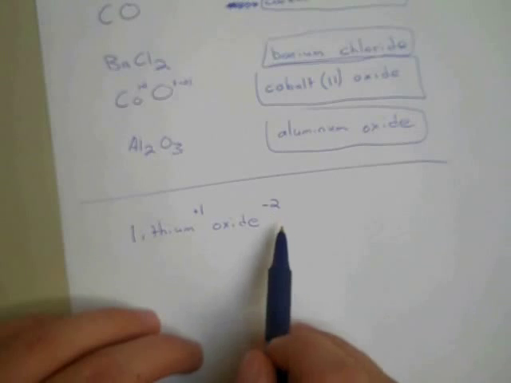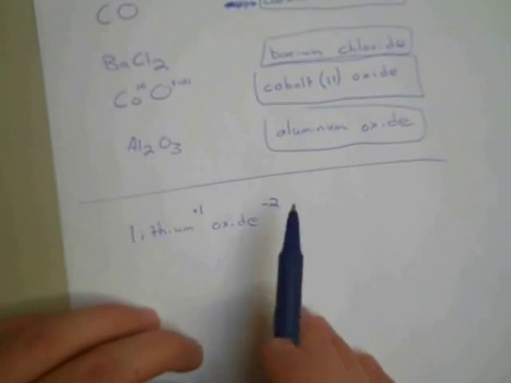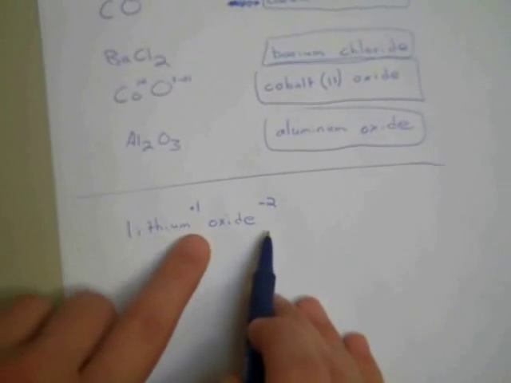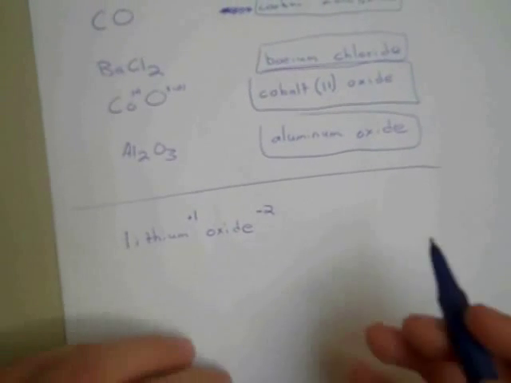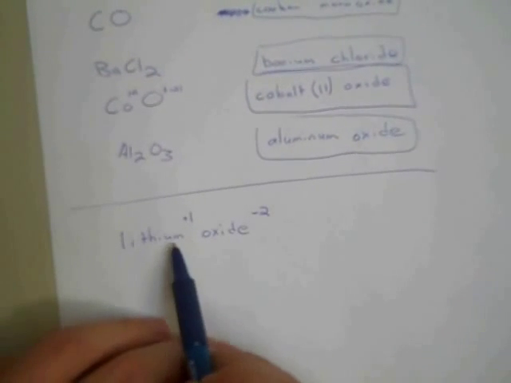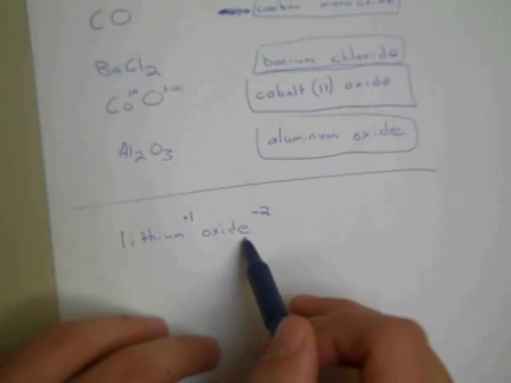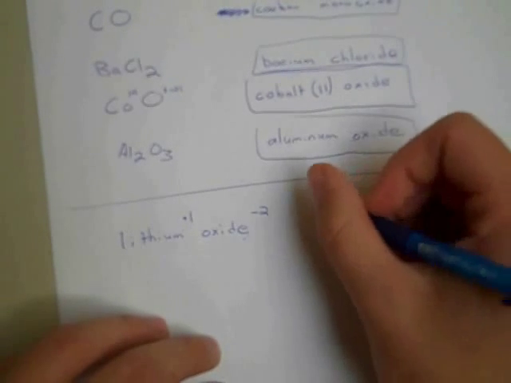Now, when you're writing these formulas, you have to make sure that these two numbers are balanced. And how are you going to do that? You're going to put subscripts right here and right here in your formula to balance that out. Now all you have to do is say, well, how many lithiums is it going to take to counteract the charge on oxygen here? So since this is +1 and that's -2, the answer is going to be 2.